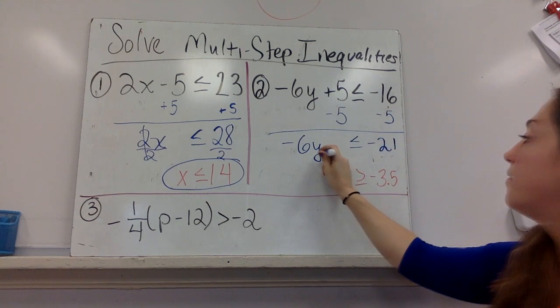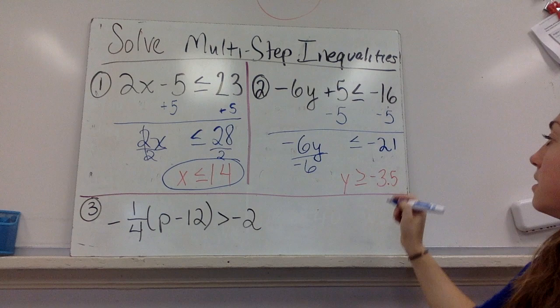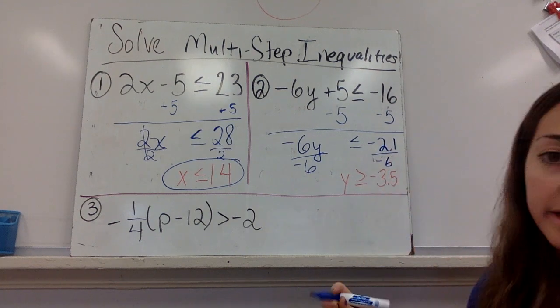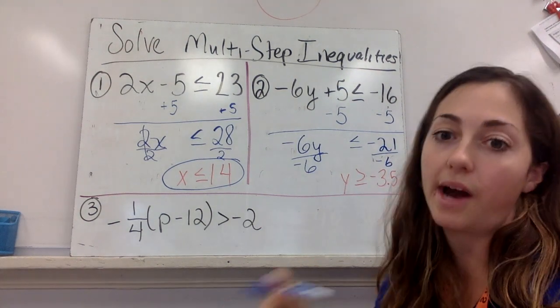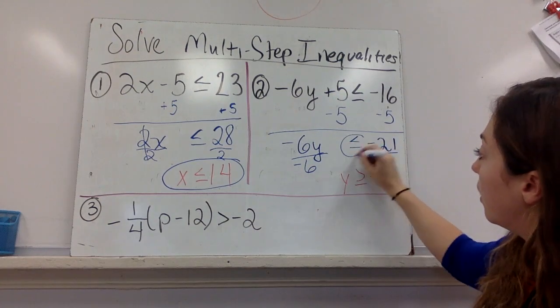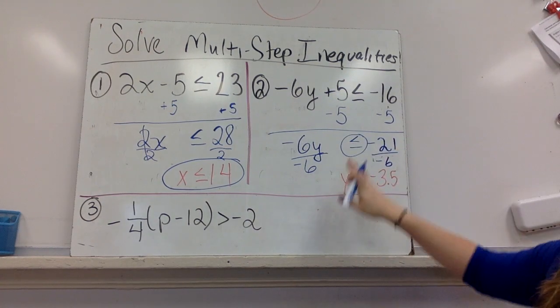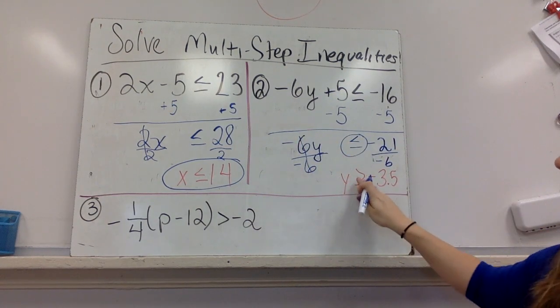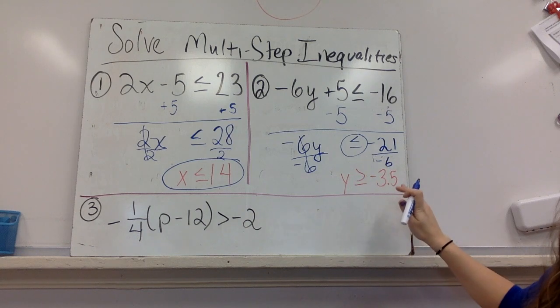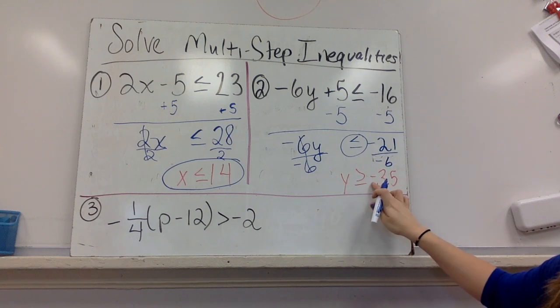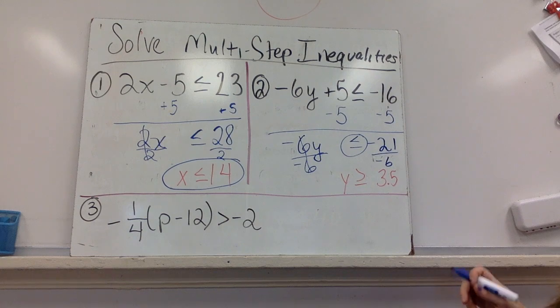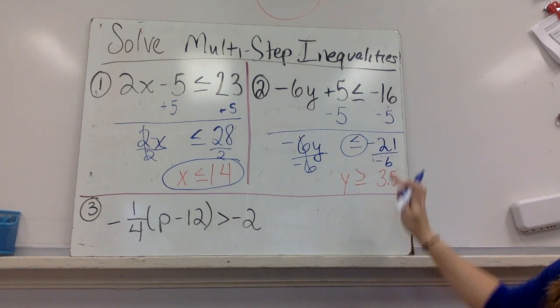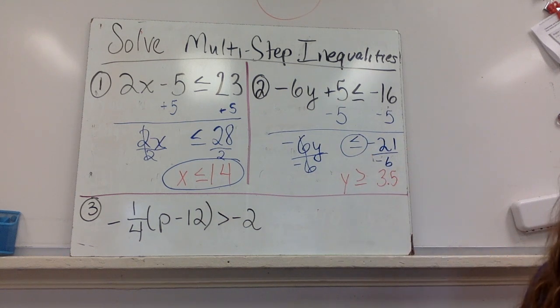And then I've got to divide by a negative 6. Uh-oh, divide by a negative. That should trigger something. When I divide by a negative, what happens? I flip my inequality symbol, and I get y is then greater than or equal to, and this shouldn't be negative any longer, huh? This should be positive 3.5 because I divided by a negative. Negative divided by a negative, and 21 divided by 6 is 3.5.